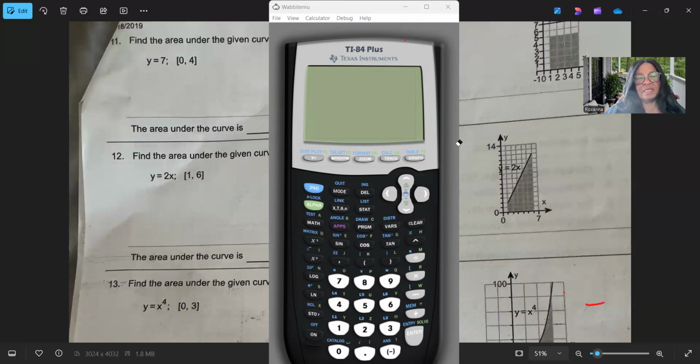Okay, so it is integration. Turn my calculator on. So what is wrong with my calculator? It's not turning on. My calculator is not turning on. What is wrong with it? All right.